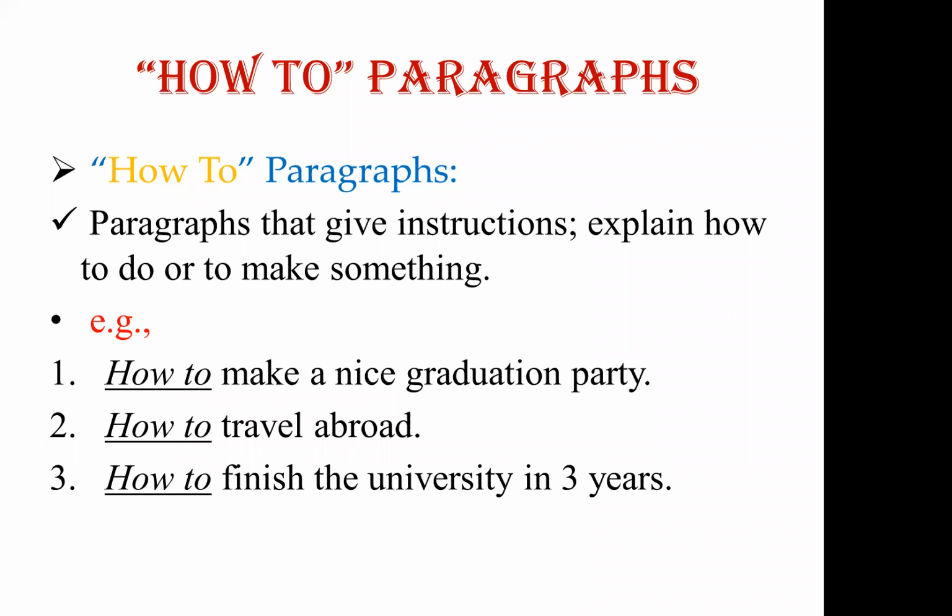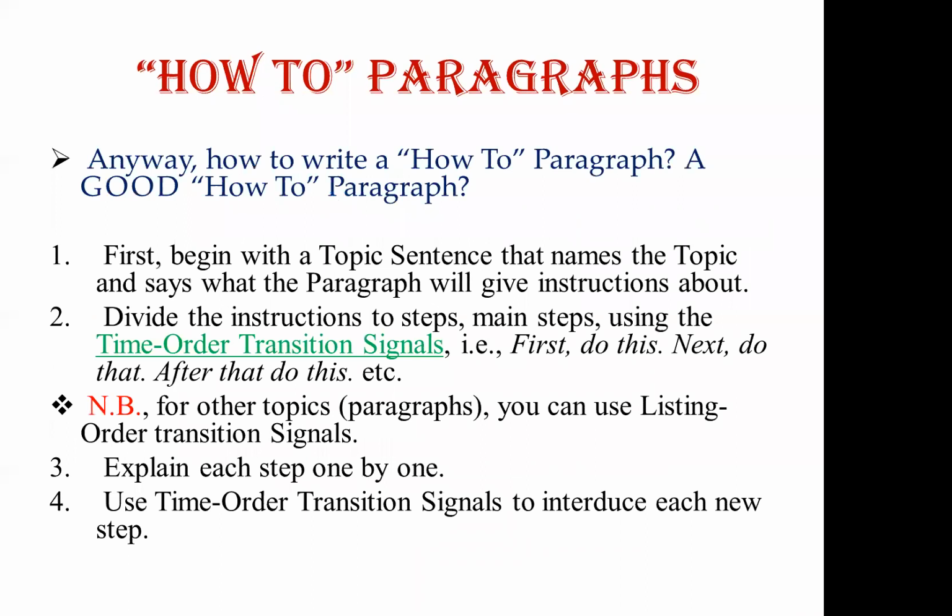If you focus well, you see that in a how-to paragraph, the title or the topic must consist of the two words, how to. This is how we know that this is a how-to paragraph. It must consist of how to make a nice graduation party. And we will see this more often in the later paragraphs. Anyhow, how to write a good how-to paragraph? This is just a hint, an orientation, a few simple steps, then we will dig deeper into them.